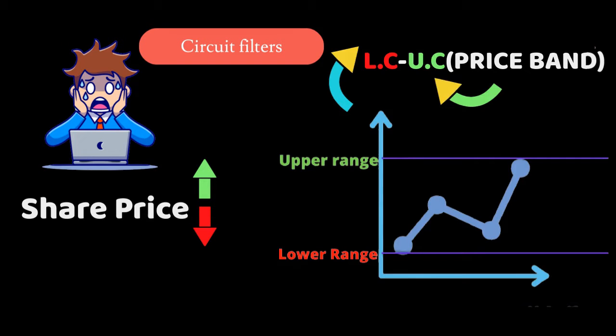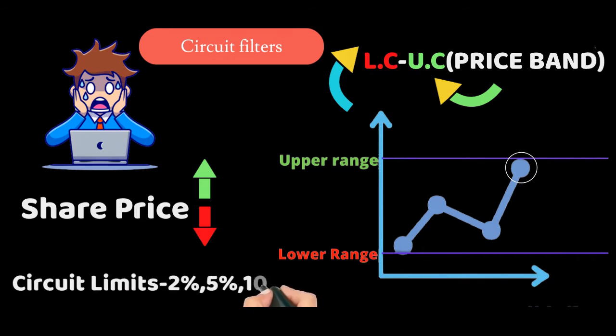Once a certain stock hits the circuit, no more buy or sell orders can be placed. You can only modify or cancel existing orders. In India, we only have circuit limits of 2%, 5%, 10%, and 20%, and it is decided by the exchange how much limit will be there on which stock.